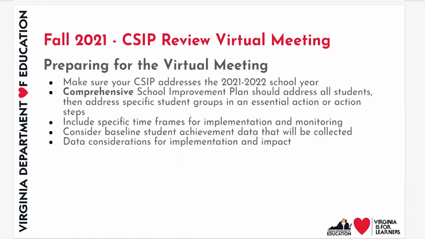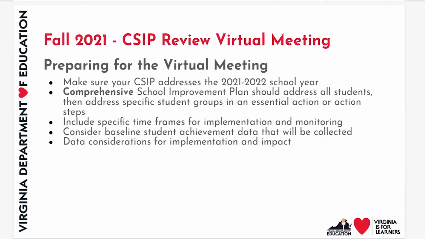So that's part of your preparation. As you're doing this work right now and thinking through how you're going to prepare for that visit, of course, your CSIP is going to address the upcoming school year. So make sure that those SMART goals, essential actions, and action steps are aligned to the work you're going to be doing this year. Consider, of course, that it's a comprehensive school improvement plan. So there should be essential actions and action steps within your plan that address all students. And of course, you may identify some specific student groups or specific content areas within that, but also consider that comprehensive plan.